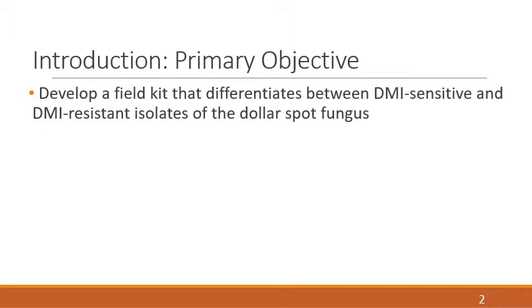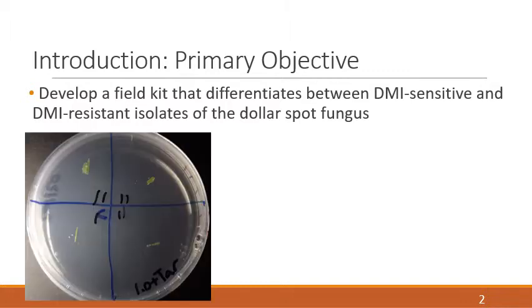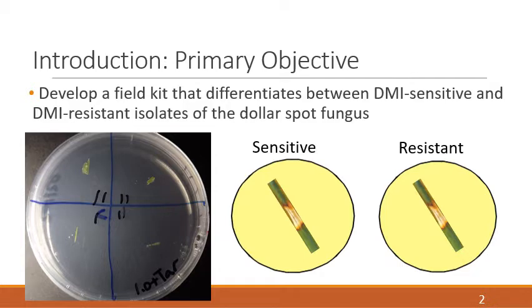The goal of this project is to develop a field kit for turf managers to determine if isolates of the dollar spot fungus from their turf have developed a reduction in sensitivity towards DMI fungicides. This kit will involve turf managers collecting and placing grass blades with symptoms of dollar spot onto a prepared growth medium. This medium would then be incubated for a few days, and the level of fungal growth can then be used to determine the sensitivity of the fungal isolate to the fungicide.